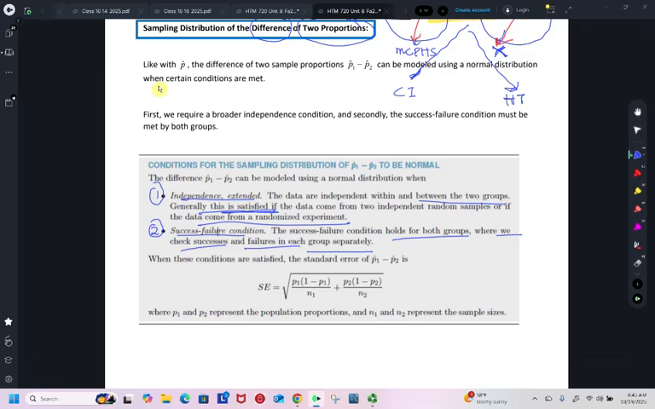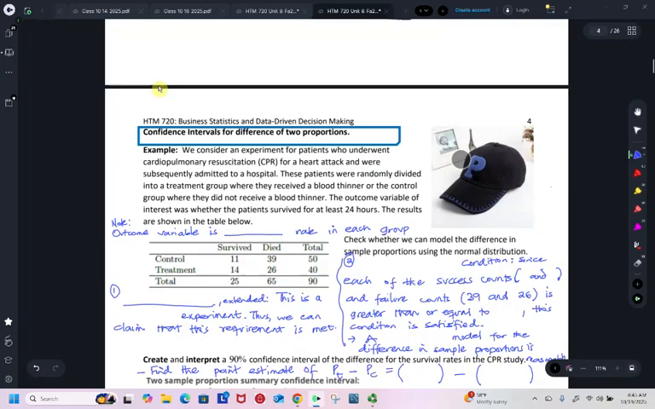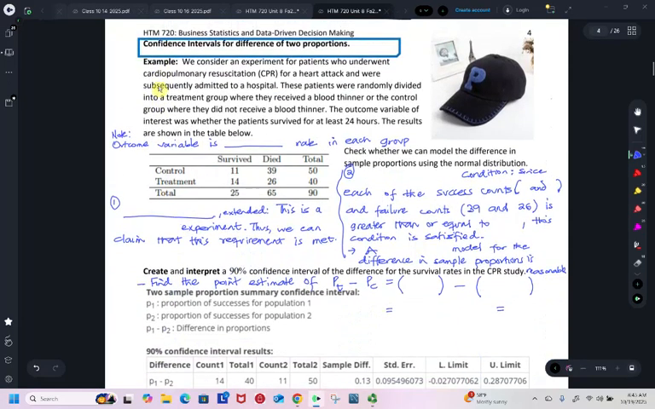Then if those conditions are satisfied, the standard error of the difference is given by this formula. The good news is that we're going to deploy the power of technology to help us do these computations. So without any further ado, let's take an example. In this example, we would like to first focus on confidence intervals for estimating the difference between two population proportions. Here is an example.